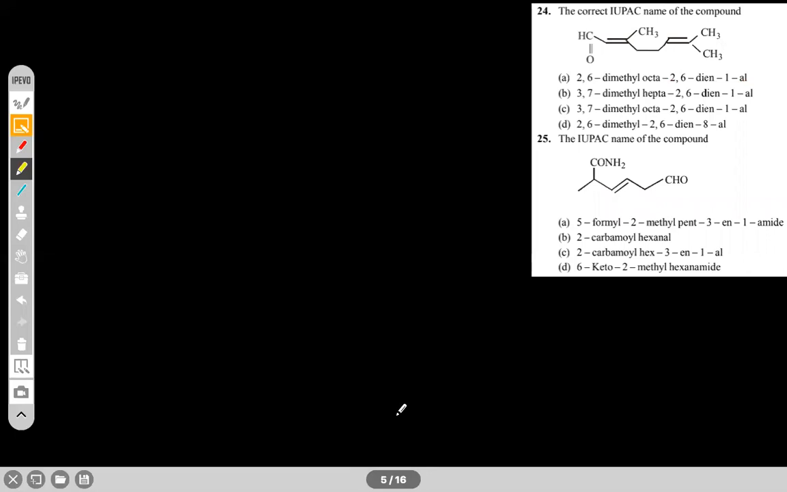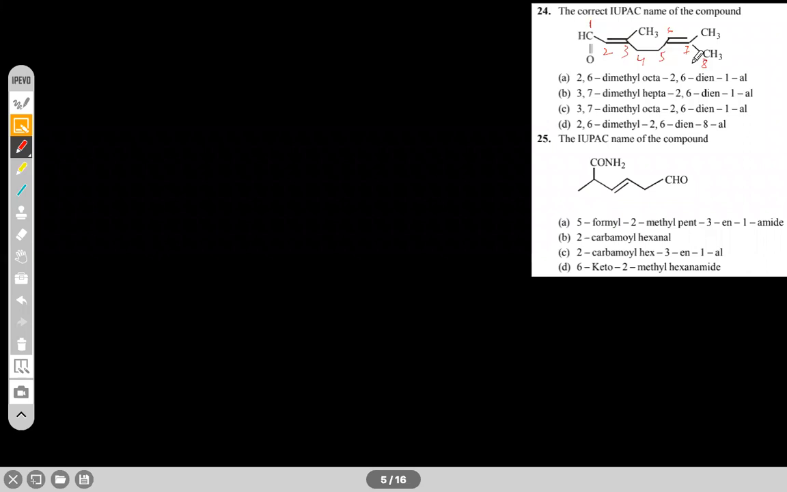Okay, the correct IUPAC name. Okay, so now first of all, you see the functional group we have here is aldehyde. So obviously we have to start from here. So 1, 2, 3, 4, 5, 6, 7, and 8. So at 3 we have methyl, at 7 we have methyl. Total 8 carbon atoms. So what we can write is 3,7-dimethyl.